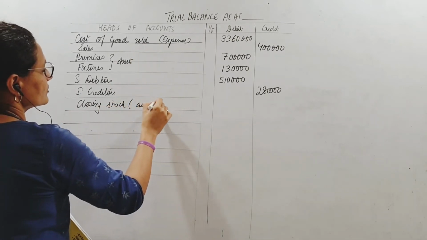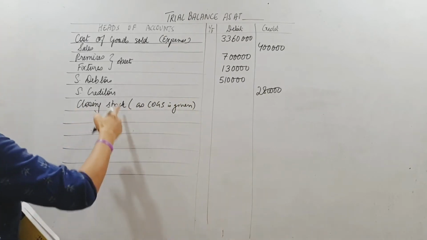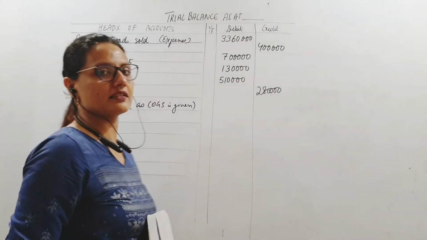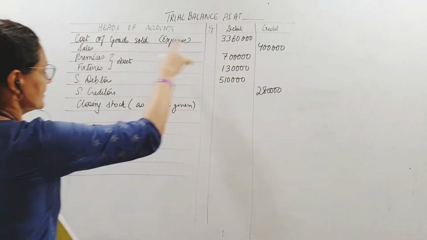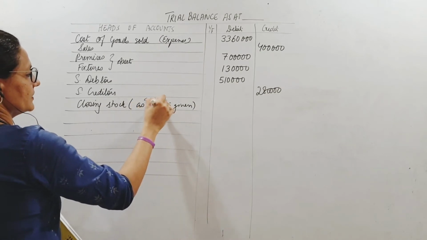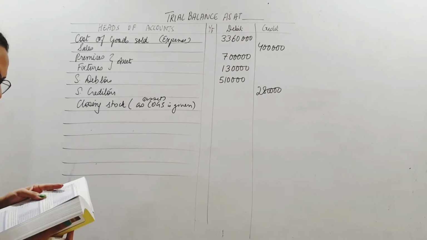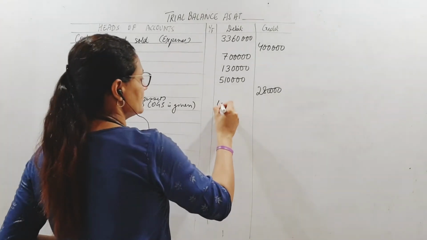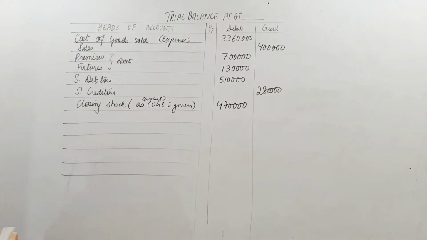As cost of goods sold is given, it means closing stock has been subtracted from this, so I am not counting it twice. This is an expense. This is an asset to me. Closing stock is an asset to me and the value is 4,70,000. Therefore, it should be on the debit column, not in the credit column.